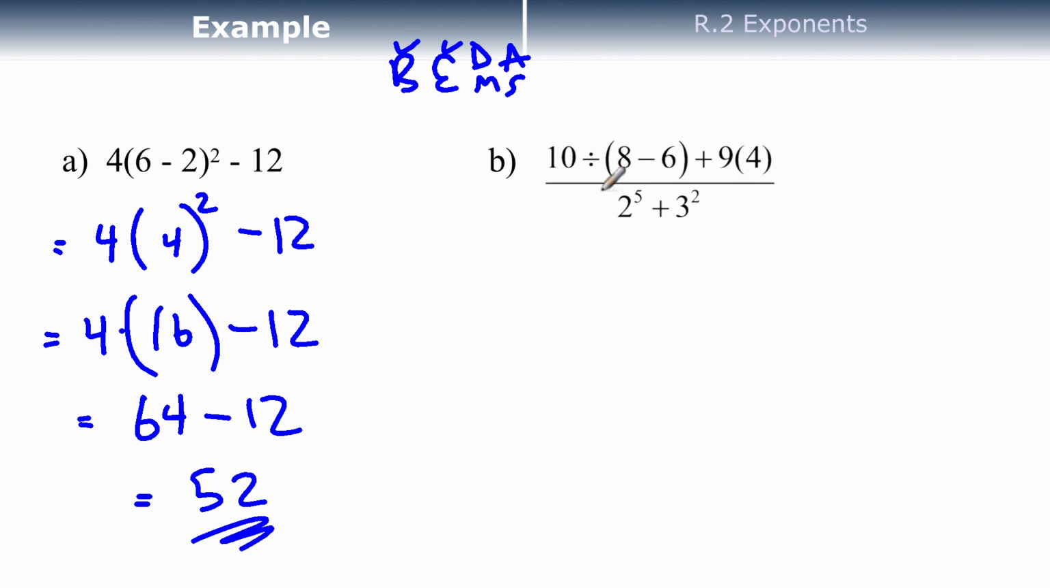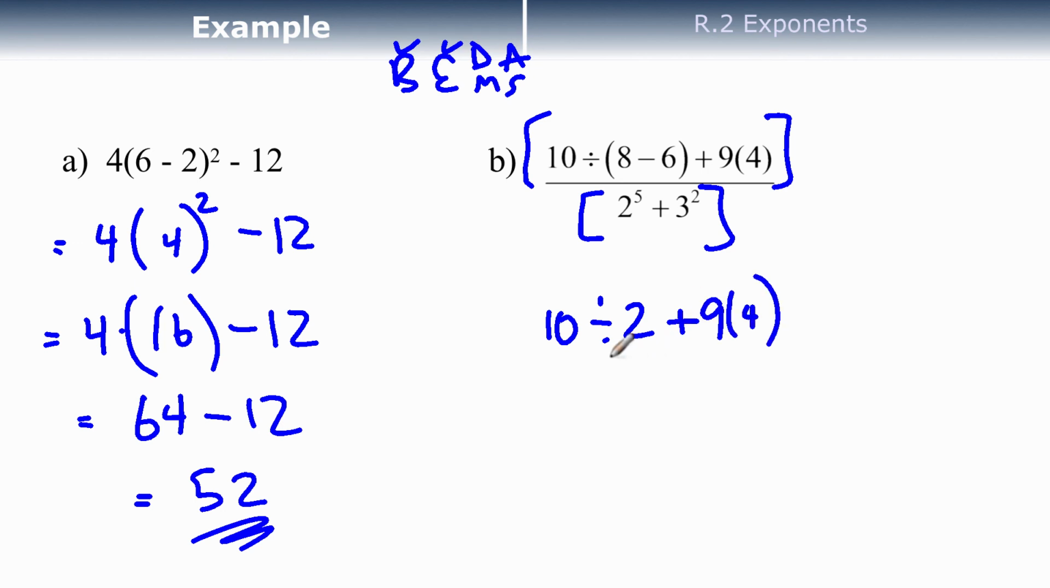Let's try this one. And maybe pause and try it on your own, then see how you do with it. So I've got a fraction line here. Putting a fraction line in there is really like putting brackets around everything on the top and putting brackets around everything on the bottom. So you need to do everything on the top first, then everything on the bottom, then you can divide the two. Okay, so let's start with the top. There's some brackets here, let's do that. So 10 divide, 8 take away 6 is 2, plus 9 times 4.